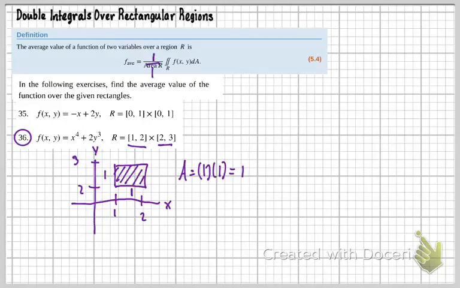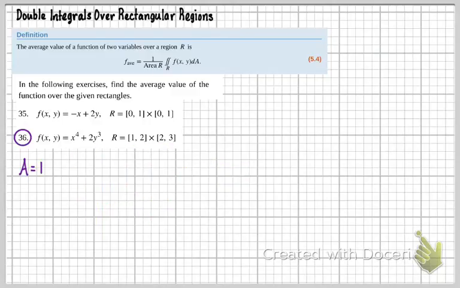So really, I'm going to have a 1 over 1 that I'm going to multiply by my integral. So with the area equaling 1, we have 1 over 1 times the double integral, and this f(x,y) is x to the 4th plus 2y cubed. It doesn't matter our order, so I'm just going to say dx dy. My x is going to run from 1 to 2, and my y is going to run from 2 to 3. When I do my dx first, that means I'm doing the inner integral first because we work from the inside out with integrals. I'm going to leave that 1 over 1 alone from now on, but I wanted to show you that for the sake of the formula.